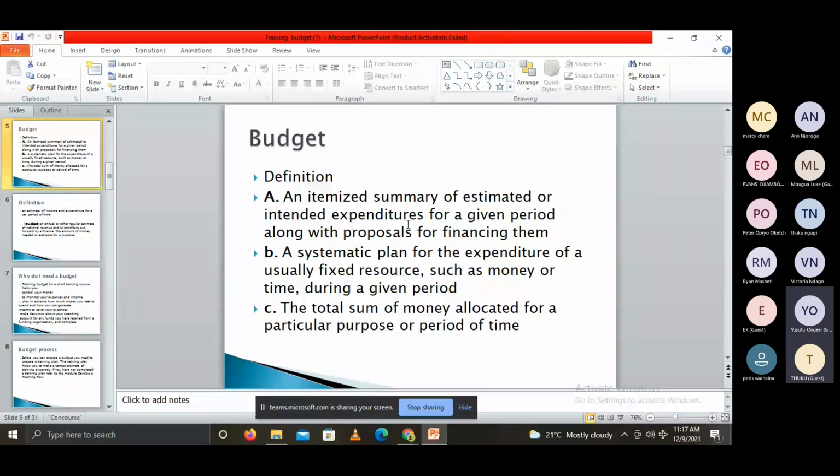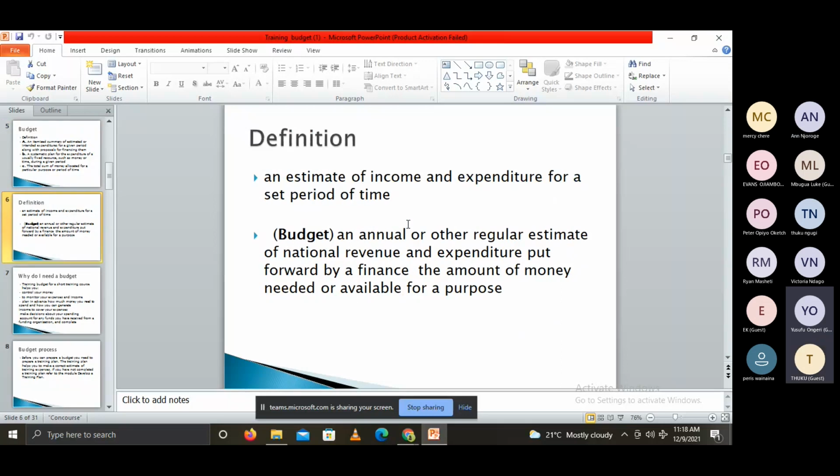But of course, as a budget, you don't just highlight the items. You need to quantify them in monetary terms. That's why we are saying in the definition there that it is a systematic plan for the expenditure of a usually fixed resource such as money or time during a given period of time. It is the total sum of money allocated for a particular purpose or a period of time. So it is an estimate of income and expenditure for a set period of time.